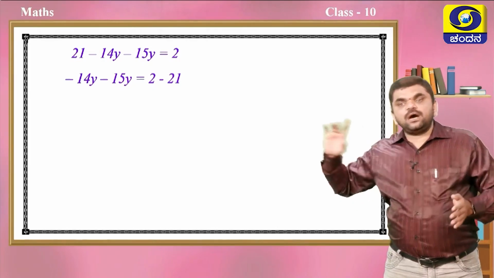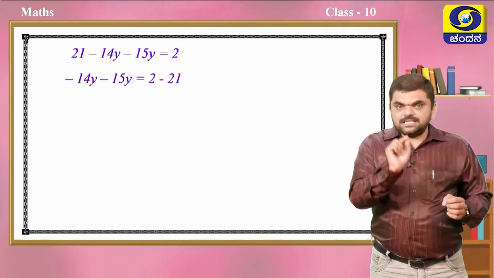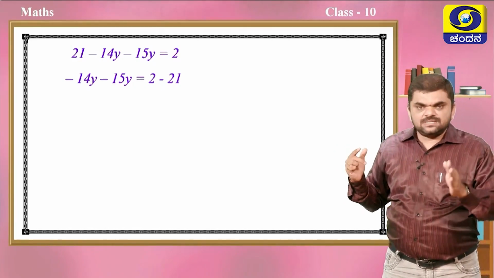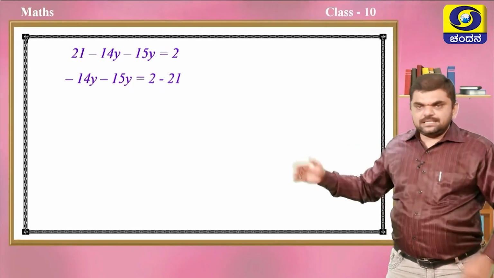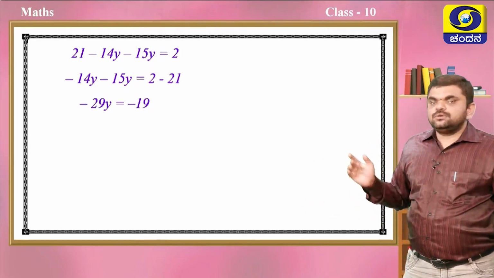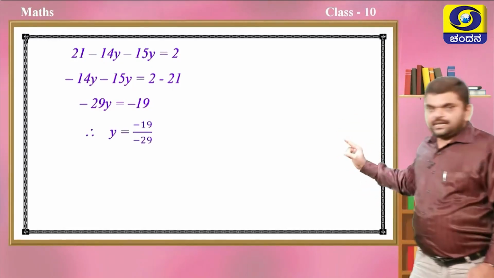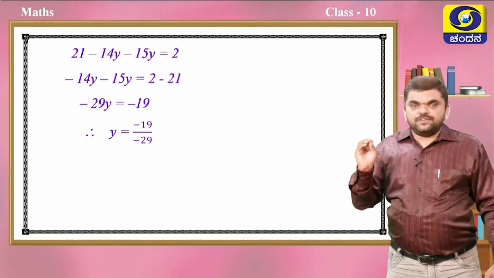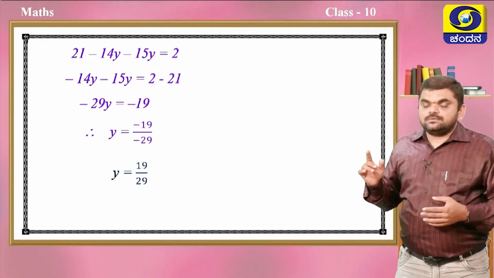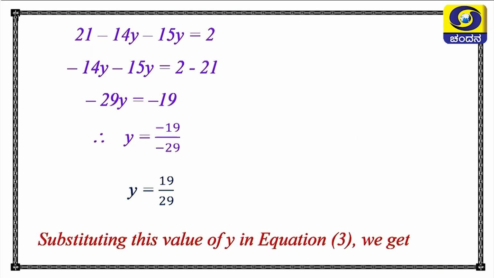Transfer 21 to RHS. We are transferring 21 to RHS. What we get? Plus 21 becomes minus 21. So minus 14y minus 15y is equal to 2 minus 21. Minus 29y is equal to minus 19. So y is equal to minus 19 by minus 29, which is y is equal to, both minus signs get cancelled and the value of y is 19 by 29. We will get the value of y as 19 by 29.